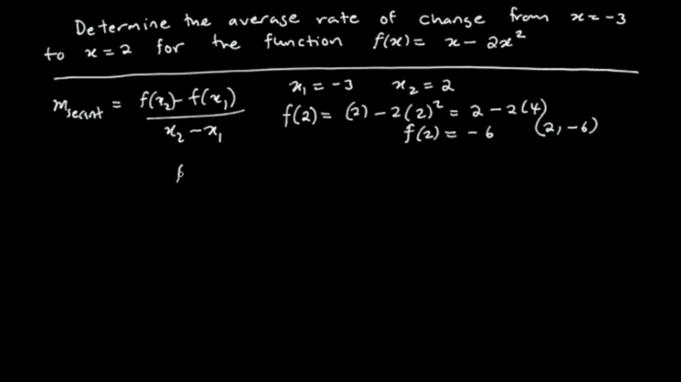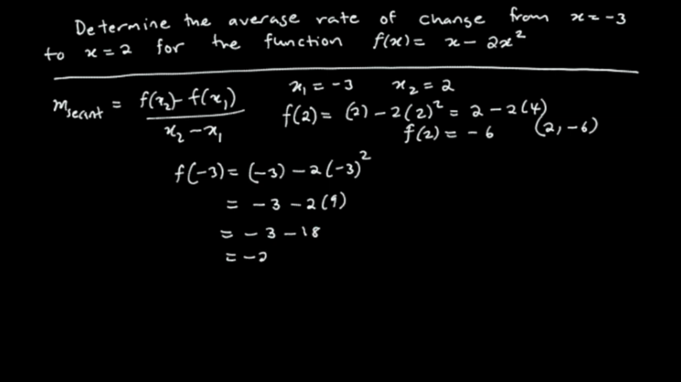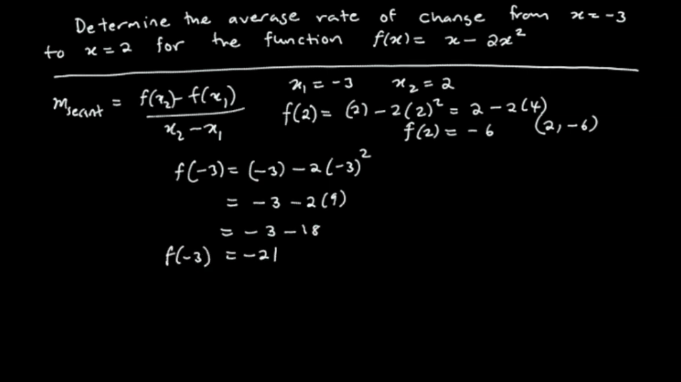The other point, I'm going to use x1, f of -3 here. If I plug this into my function, I get -3 minus 2 times -3 squared, and basically you get -3 minus 2 times 9, which is -3 minus 18, and that's -21. Okay, so f of -3 is equal to -21. Alright, now the equivalent point for this guy is -3 and -21. Okay, so now we have 2 points, right? We have 2 and -6, and we have -3 and -21.